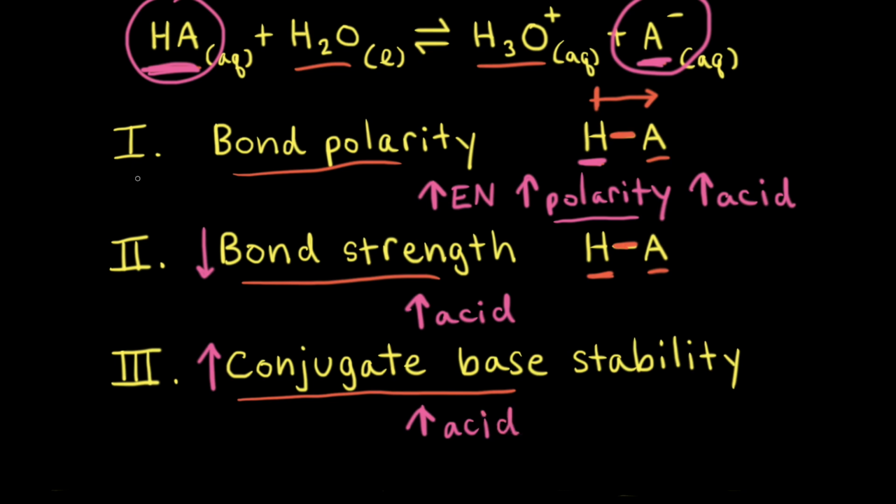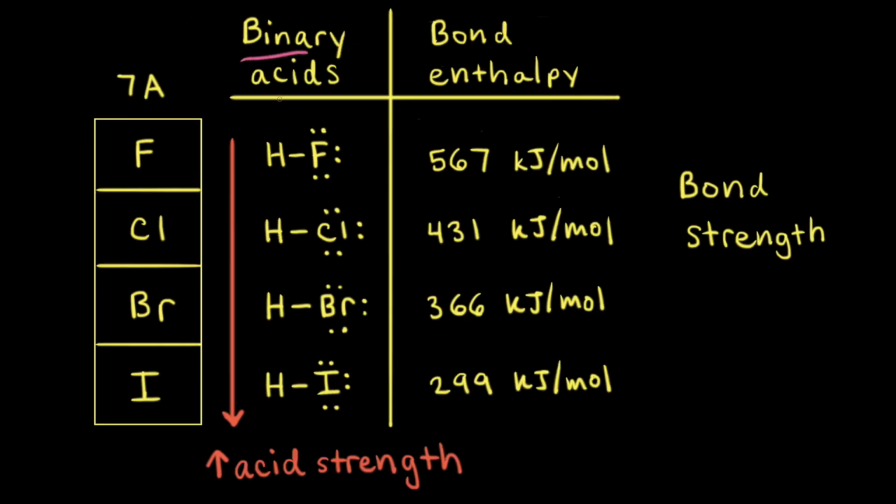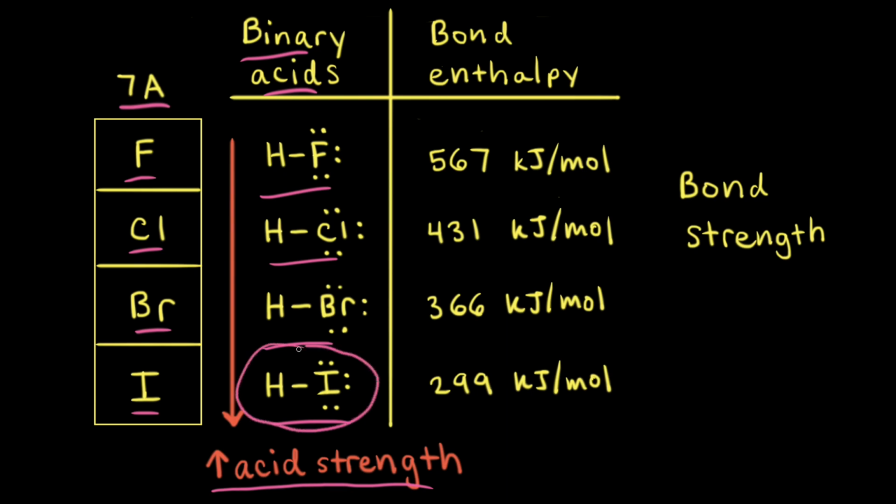Even though acid strength is usually due to all three of these factors, bond polarity, bond strength, and conjugate base stability, when we look at examples, we're only going to consider one or two factors that are the main contributors to acid strength. Let's look at the binary acids from group 7A on the periodic table. So that's hydrofluoric acid, hydrochloric acid, hydrobromic acid, and hydroiodic acid. As we go down the group, from fluorine to chlorine to bromine to iodine, there's an increase in the strength of the acid. So out of these four, hydroiodic acid is the strongest.